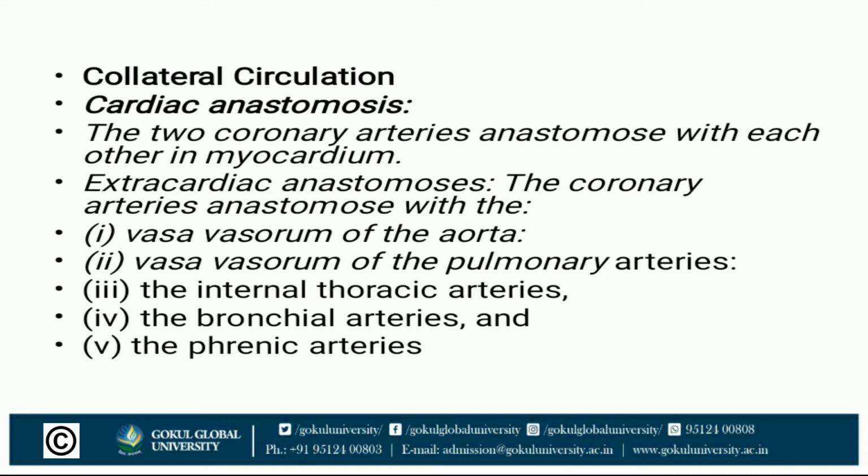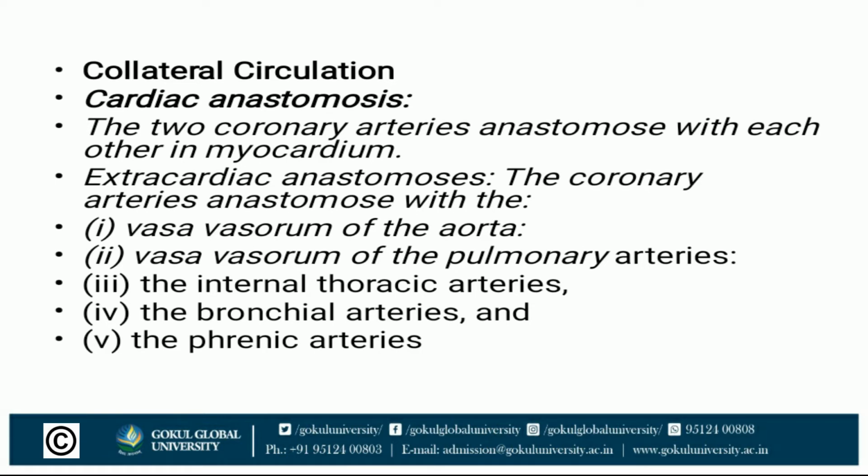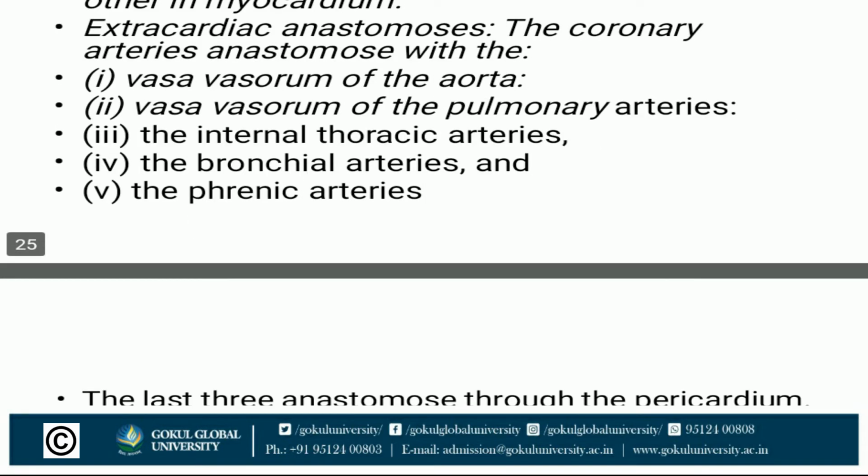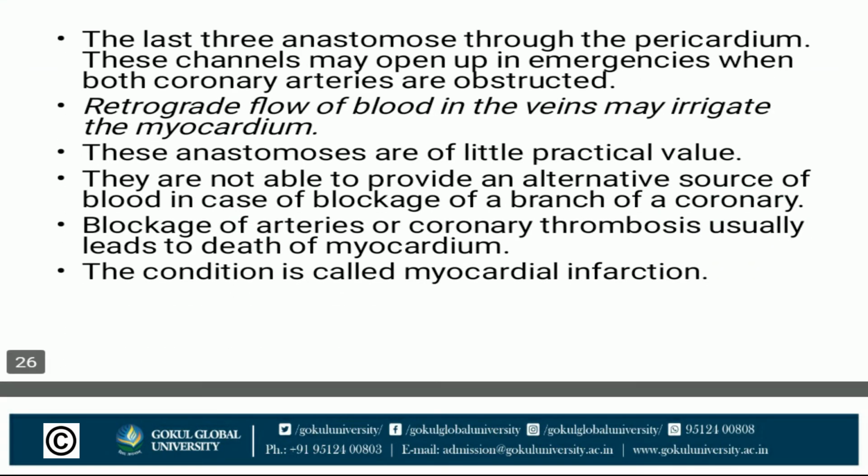Extracardiac anastomosis: the coronary arteries anastomose with the vasa vasorum of the aorta, the vasa vasorum of the pulmonary arteries, the internal thoracic artery, the bronchial artery, and the phrenic artery. The last three anastomose through the pericardium. These channels may open up in an emergency when both coronary arteries are obstructed. Retrograde flow of blood in the veins may irrigate the myocardium.